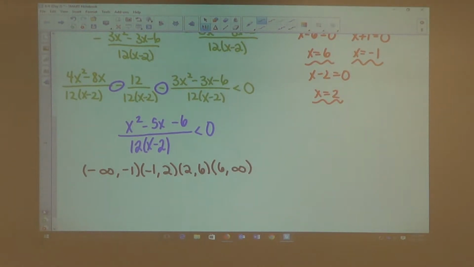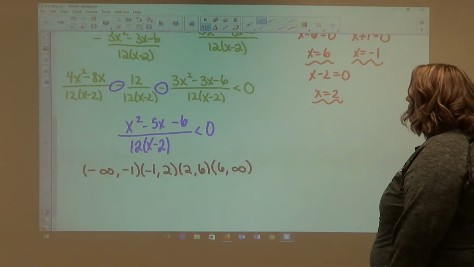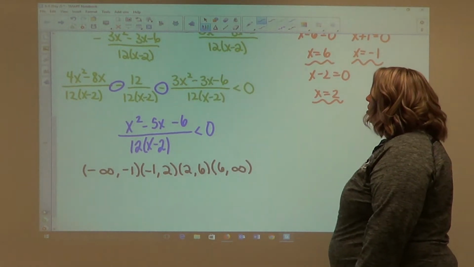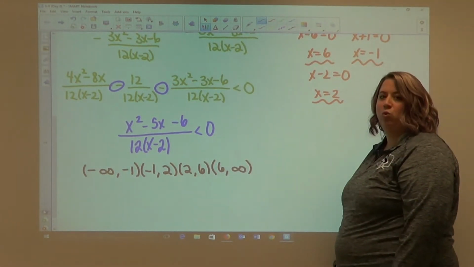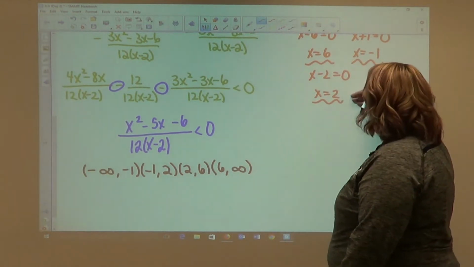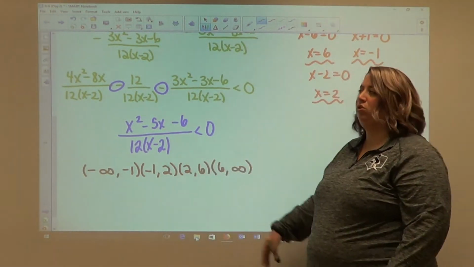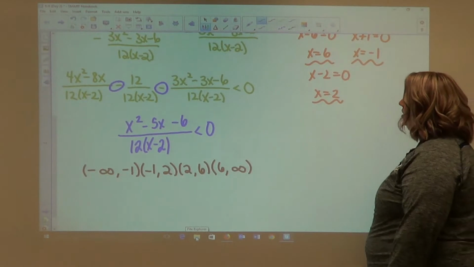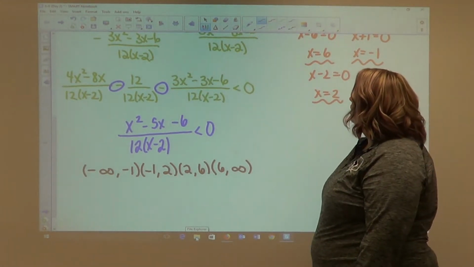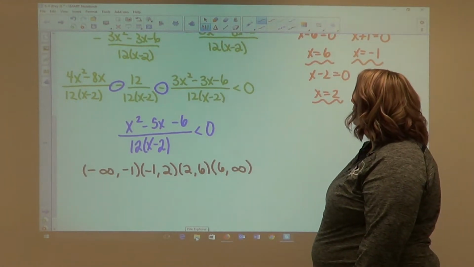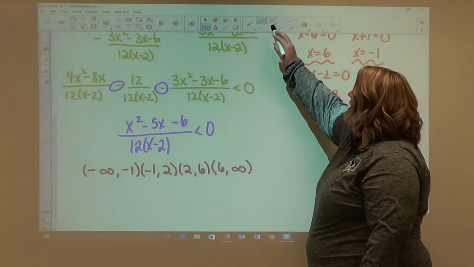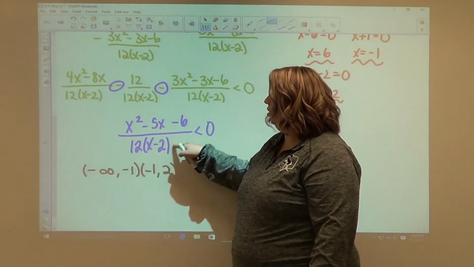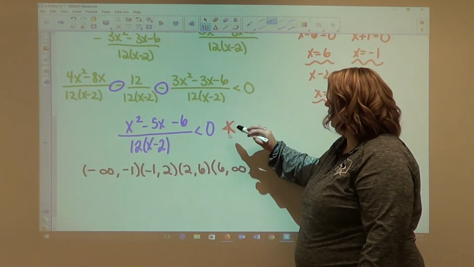That's finding your critical numbers. That's the hardest part. Next you're going to test them, to see which ones work. You found your critical numbers, you made intervals, which was step 2. So step 3 is to test them. To test them, you plug in numbers that fit inside these intervals and see if it works for this inequality.